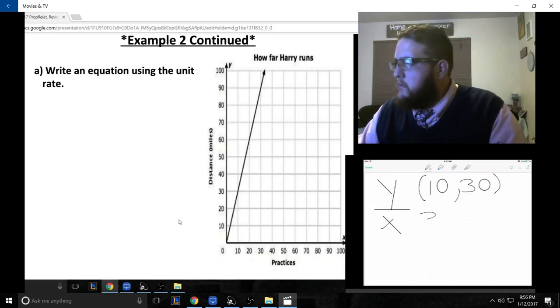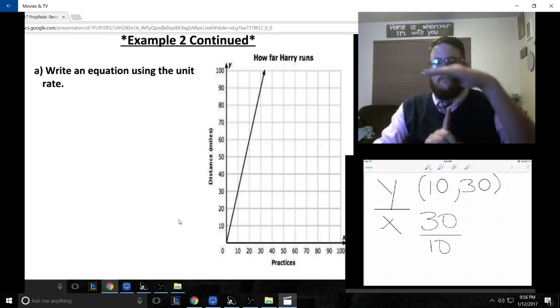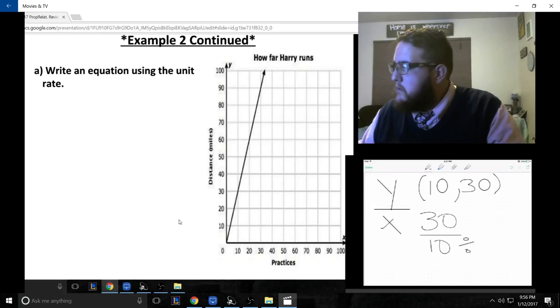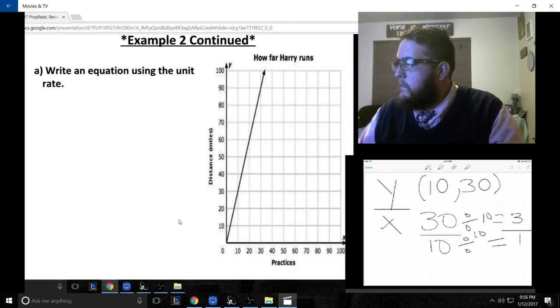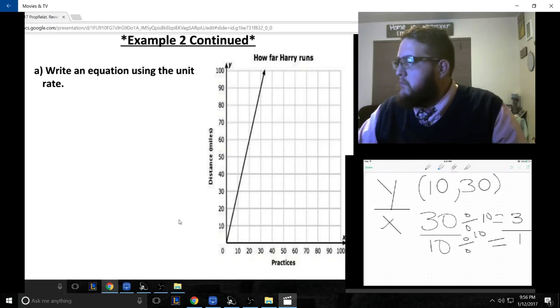Now we'll need to take this information and plug it into our rate of change formula, y divided by x. Since the y value is 30, it will go on top, and we'll have 30 divided by 10. So now we've got our rate of change, but we need a unit rate. In order to get a unit rate, the denominator must be 1, therefore we must divide both the top and bottom by 10. This will give us 3 over 1. Now we've found the unit rate.